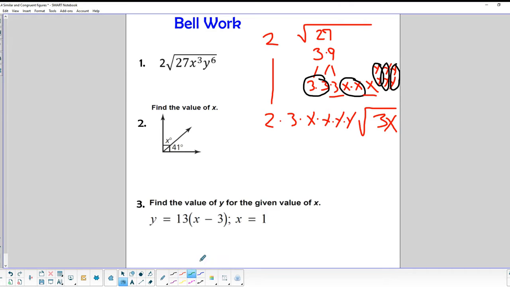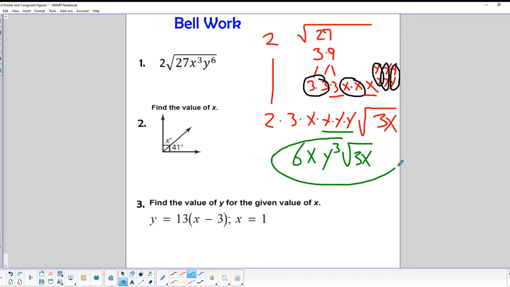So when we get all of these multiplied out, 2 times 3 is 6. And x times x is, there's just one x, sorry. So x. And then you have y times y times y, which is y to the third. And then the radical with whatever was left inside, which in this case was 3x. So that's what that radical would look like after you simplified it. That's kind of a challenging one. So good luck on something like that. I think you can do it, though.